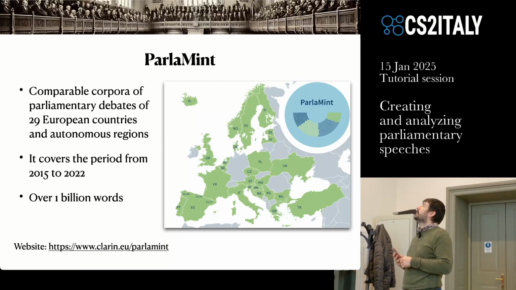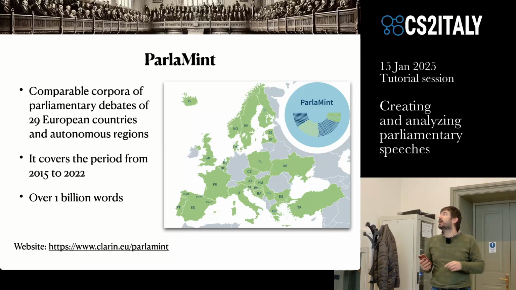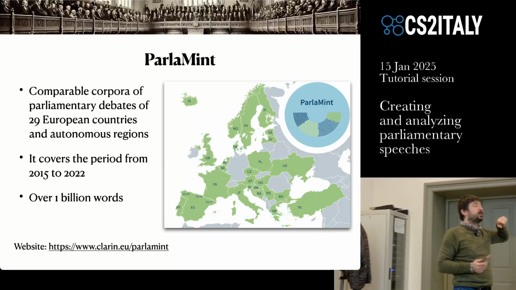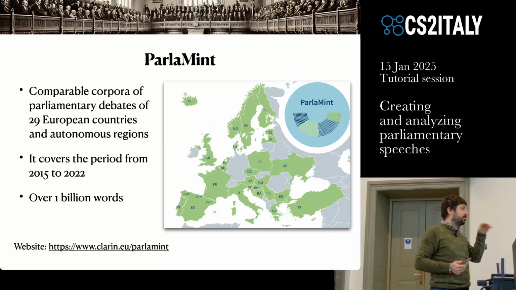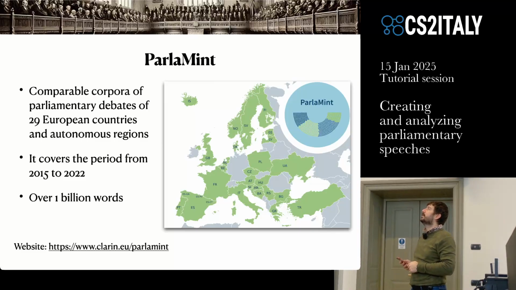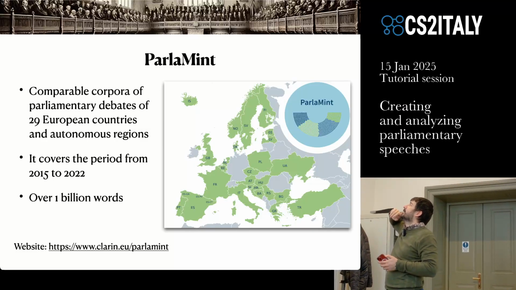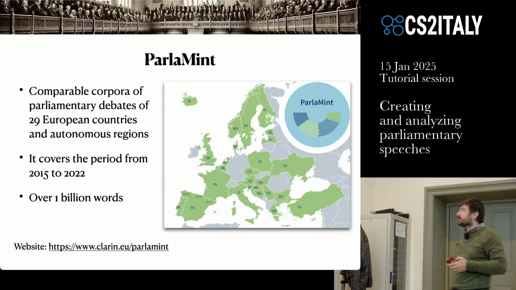This is a map showing which corpora are included in Parliament. Parliament is the biggest one of all Europe. It includes also some countries that are not in the European Union, like United Kingdom, Iceland, or Turkey, and Ukraine, for example.